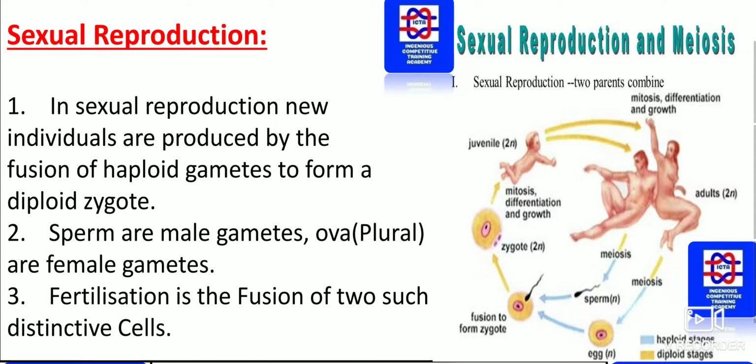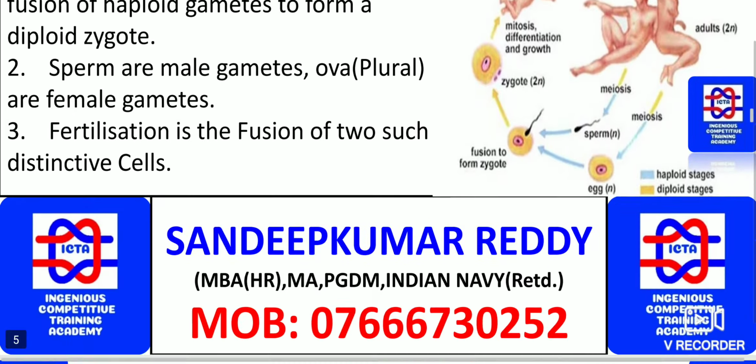So fertilization is the fusion of two such distinctive cells. This happens on the right of the slide. You can see two parents combine, that is mitosis, differentiation, and growth. Obviously, two adults mate, then they produce sperm as well as egg. They both fuse to form a zygote. That zygote further will form the birth of a new child. So this is how sexual reproduction takes place.